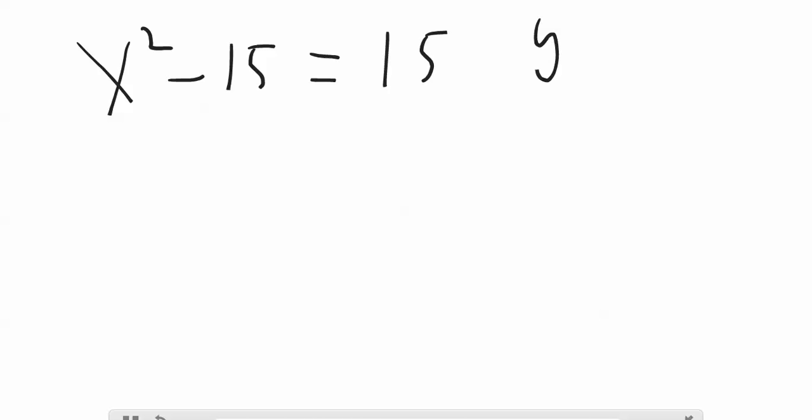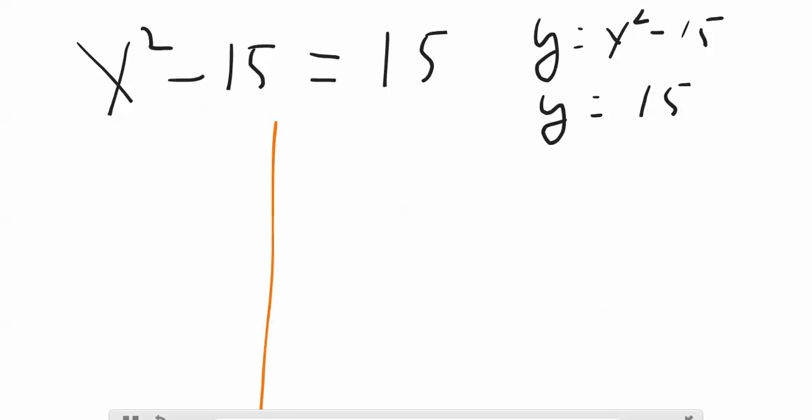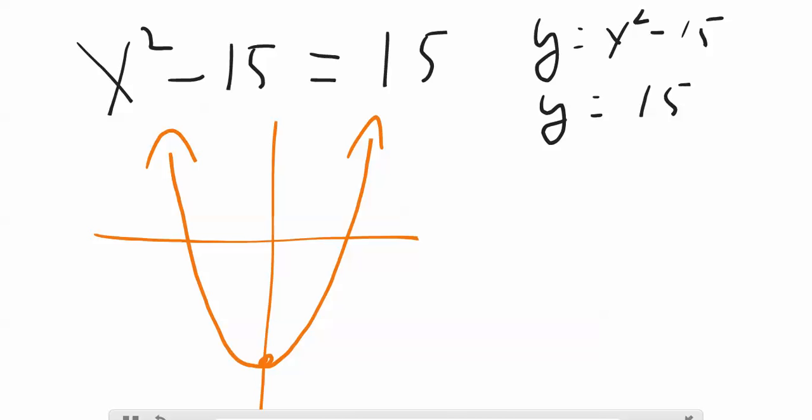Then you have another one. How about x squared minus 15 equals 15? Here you have y equals x squared minus 15 for y1 and y equals 15 for y2. If you were to graph this, you would know that this particular parabola crosses down here. And it looks something like this. And y equals 15 crosses right here. It's a horizontal line. So you see that this has two solutions.